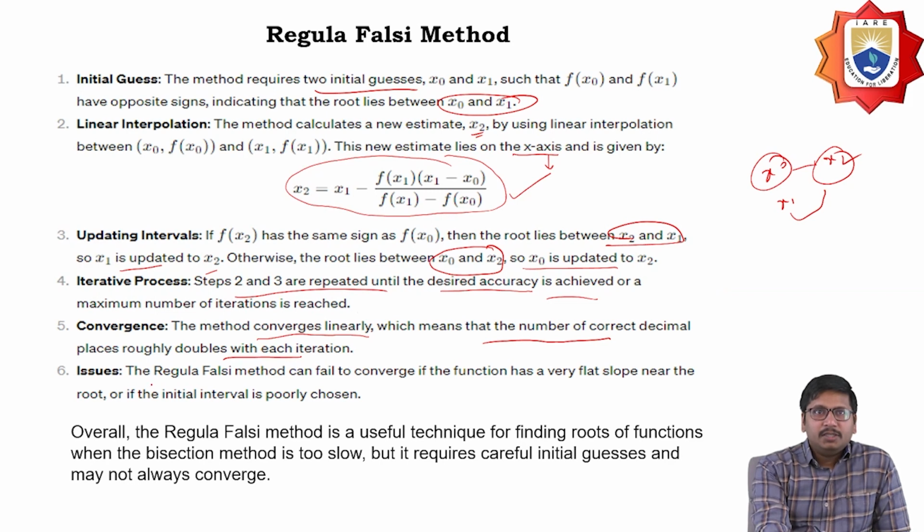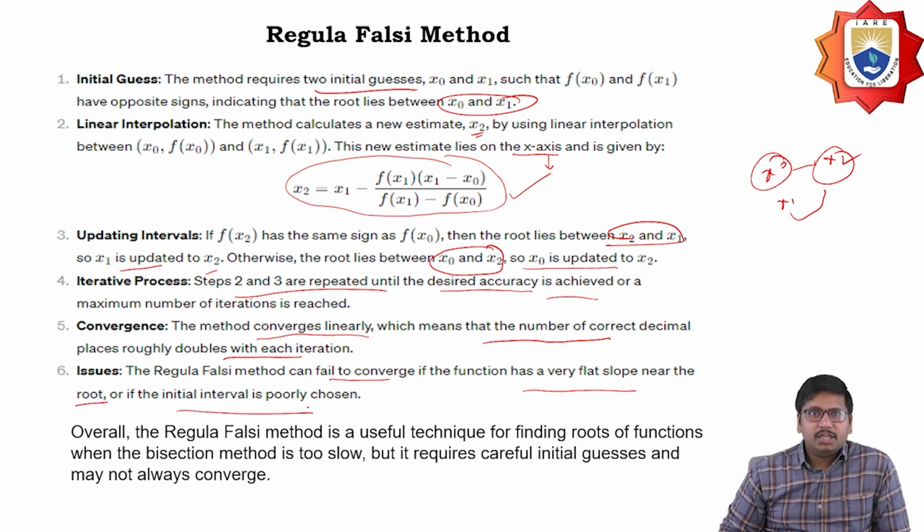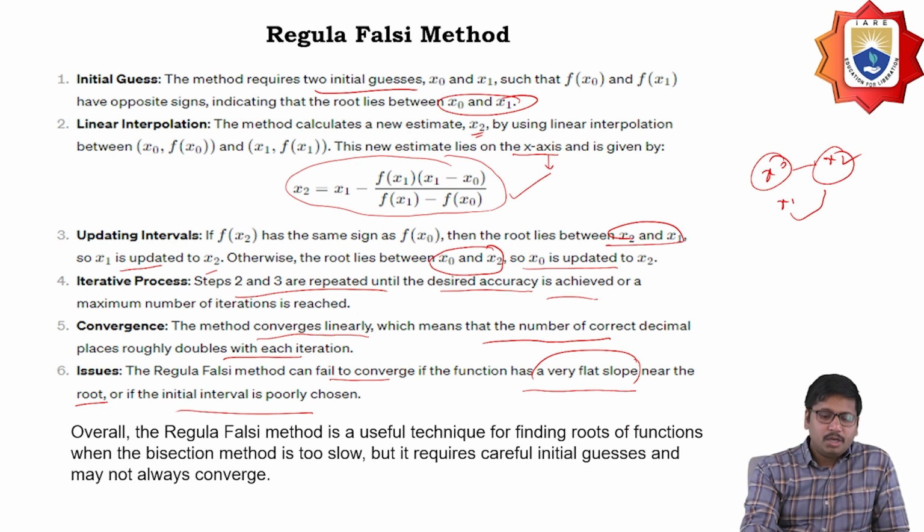The issue with Regula Falsi is that it can fail to converge if the function has a flat slope near the root, or if the initial interval is poorly chosen. Regula Falsi has these issues, so it fails if the function has a flat slope near the root or the initial interval is poorly chosen.